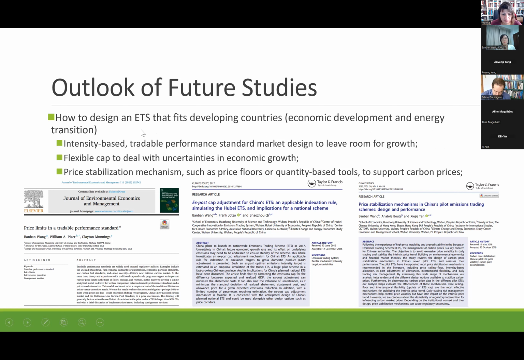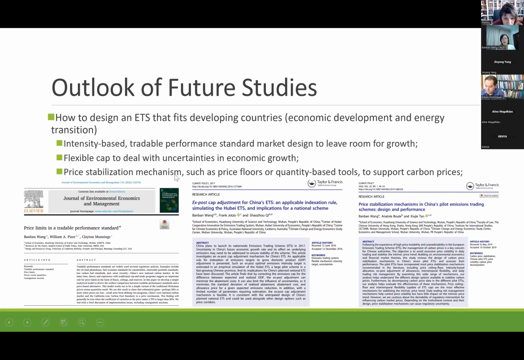For example, for the ETS in developing countries, we could find that an intensity-based or tradable performance standard market design may be useful because it leaves room for economic growth. And also, a flexible cap design, which is also used in the Hubei pilot in China, might be useful to deal with the uncertainties in economic growth.